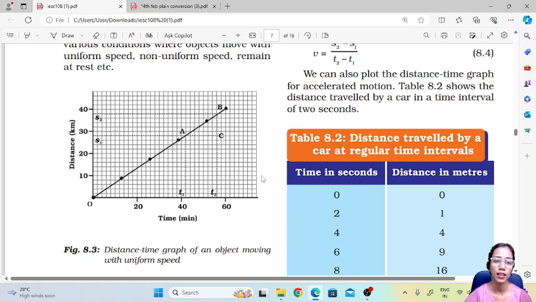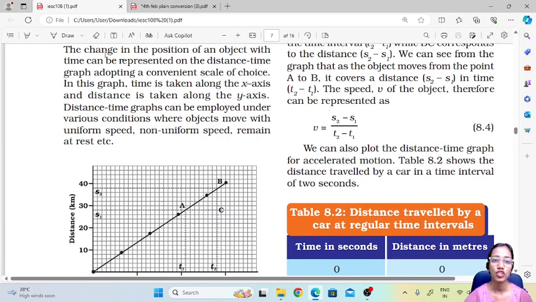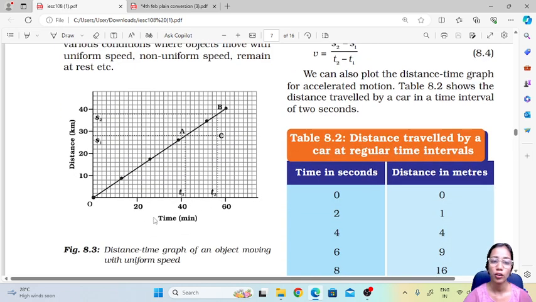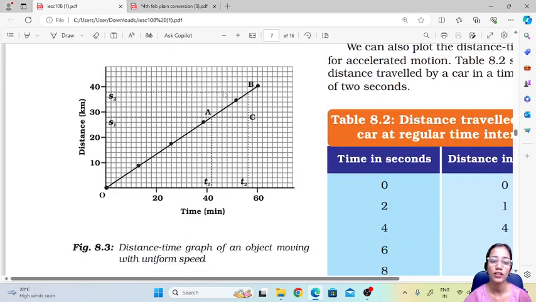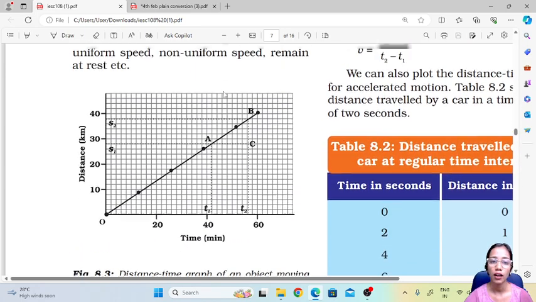Over here we can see this is the graph. The change in the position of an object with time can be represented on the distance time graph, adopting a convenient scale of choice. In this graph, the time is taken on the x-axis and distance in kilometers is taken on the y-axis. Distance time graphs can be employed under various conditions: when the object is moving with uniform speed, with non-uniform speed, or remains at rest. So first we will talk about the uniform motion graph, when the object is in uniform speed.